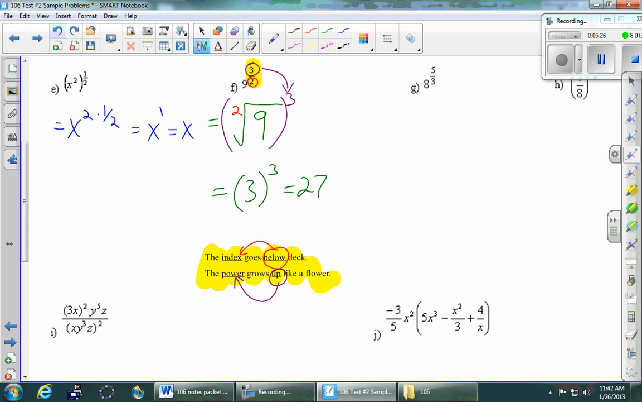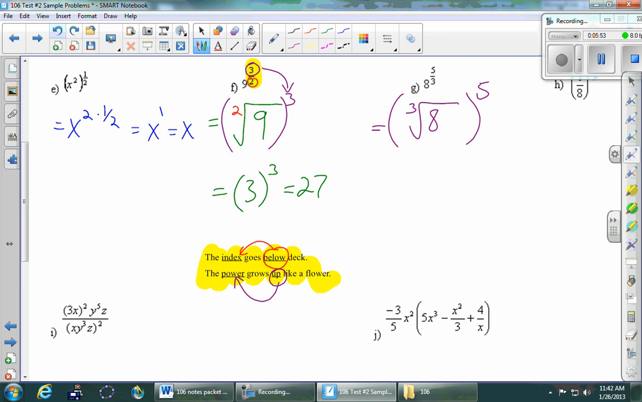Part G, 8 to the 5/3, same idea, but let's see if we can do it a little bit quicker here. I've got an 8, I've got a square root, I've got some parentheses, and we just have to put the pieces where they belong. So where does that 5 go? Well, the 5 is up. It must be the power. The power goes up like a flower, so that 5 is out here. And the 3 is below deck, must have been the index.